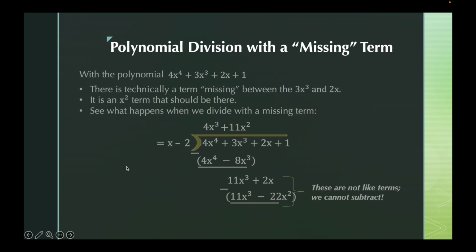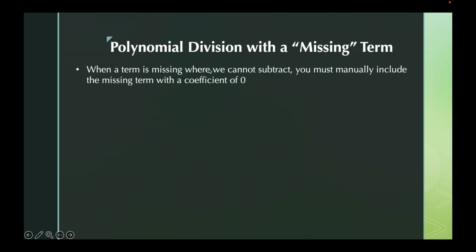So this is what you have to do when you are missing a term. When a term is missing where we cannot subtract, you must manually include the missing term with a coefficient of 0. So what this means is I'm going to actually just place what should have been between the x cubed and the x by adding 0x squared. Why is it 0x squared? Well, I'm not changing anything about my polynomial by adding 0x squared, because anything plus 0 is itself, right? If we talk about identity elements of addition and subtraction, anything plus 0 or minus 0 is just itself. But to help me complete my long division problem, I need to have an x squared term here.